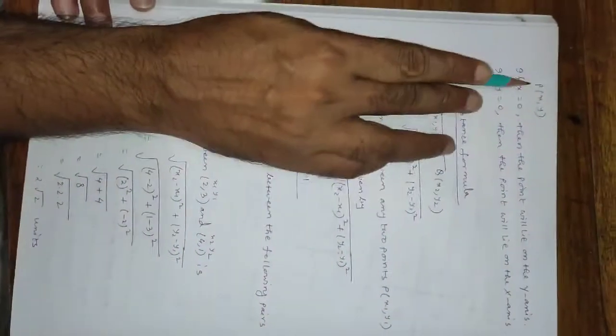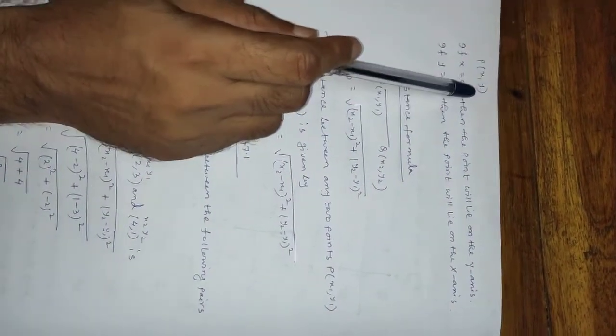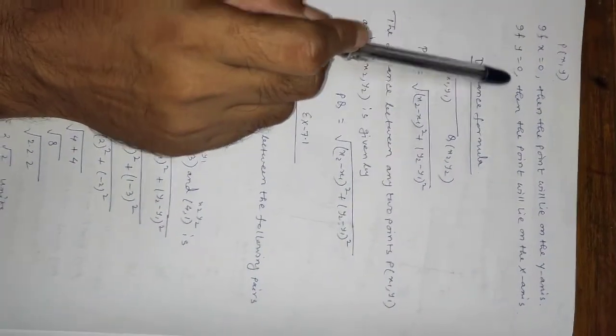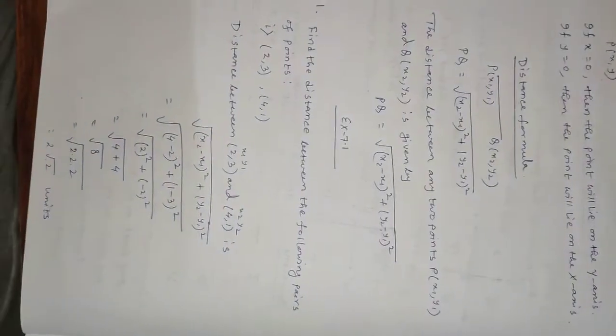Now P(x, y): x is the abscissa, y is the ordinate. If x is 0, then the point will lie on the y-axis, and if y is 0, then the point will lie on the x-axis.